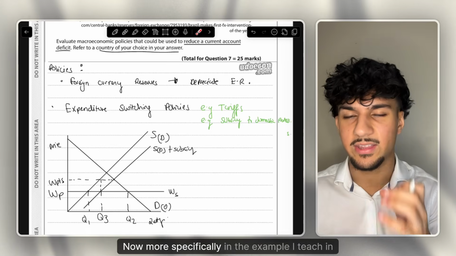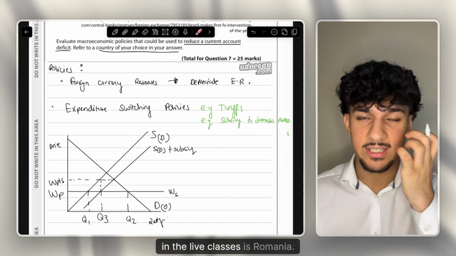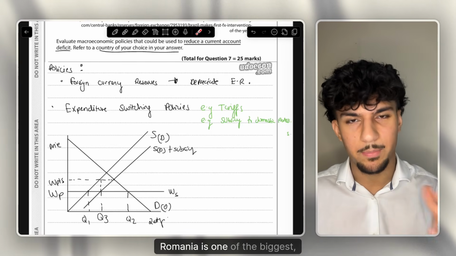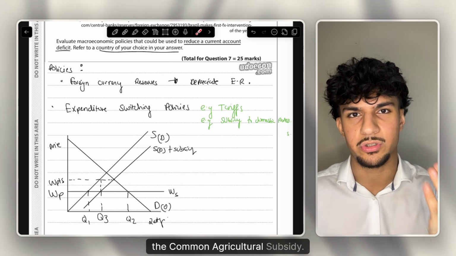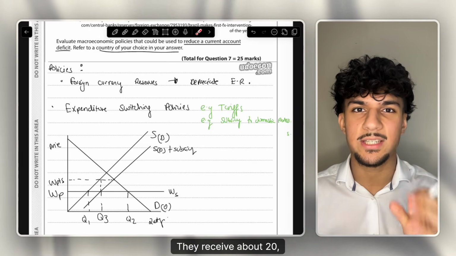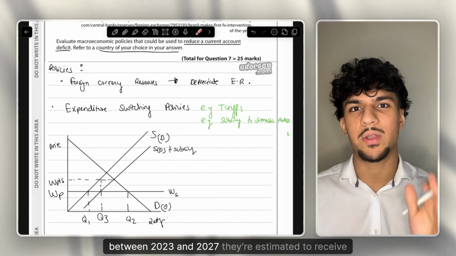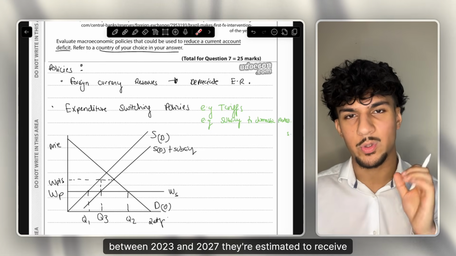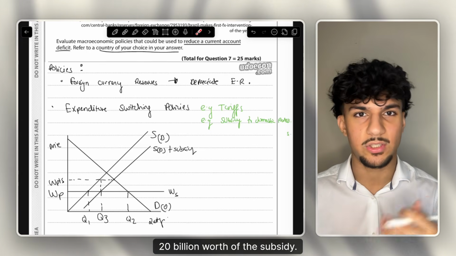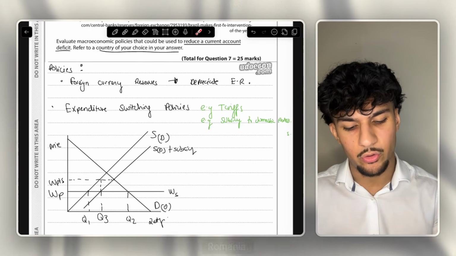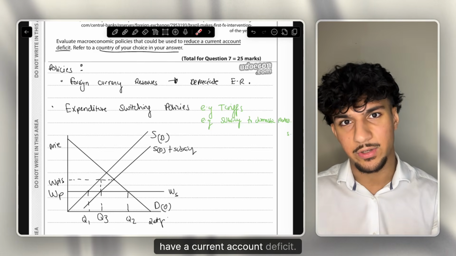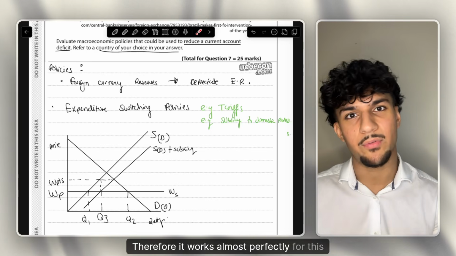Now, more specifically, the example I teach in the live classes is Romania. Romania is one of the biggest receivers of this CAP, the Common Agricultural Subsidy. Between 2023 and 2027, they're estimated to receive 20 billion worth of the subsidy. So of course it works quite well. And the reason we are specifically choosing Romania is that it also has a current account deficit. Therefore, it works almost perfectly for this question.